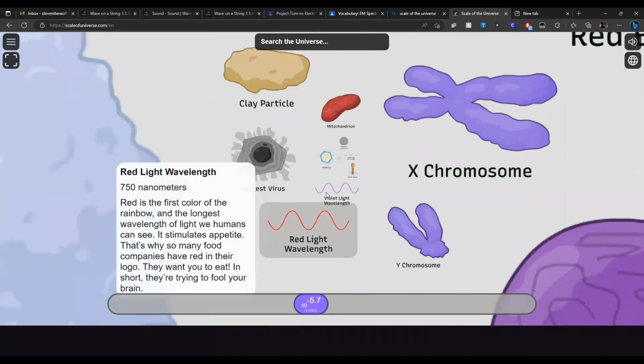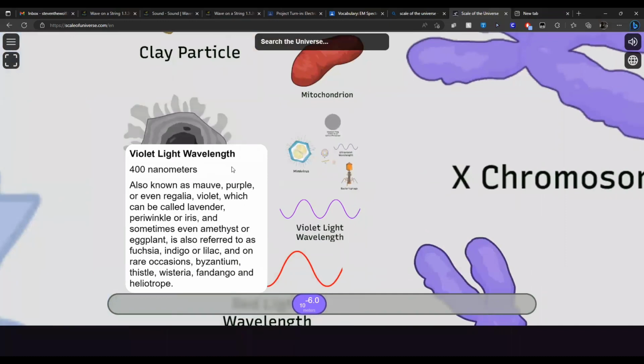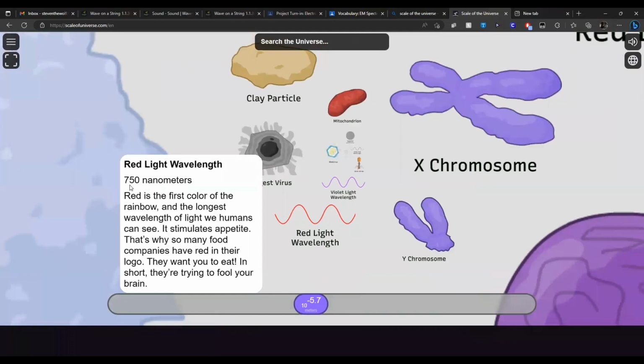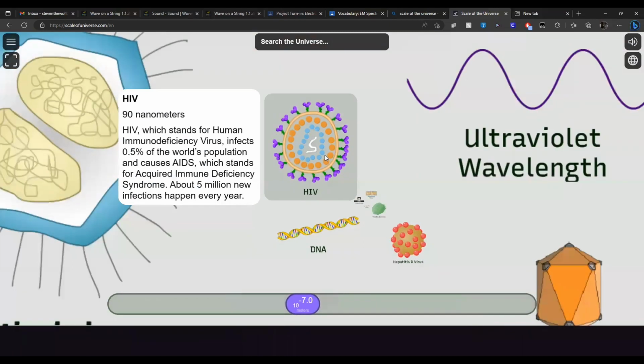The red light wavelength is bigger than the violet light wavelength. The red light wavelength is 750 nanometers, and the violet light wavelength is 400 nanometers. The violet light wavelength is bigger than HIV, which is 90 nanometers.